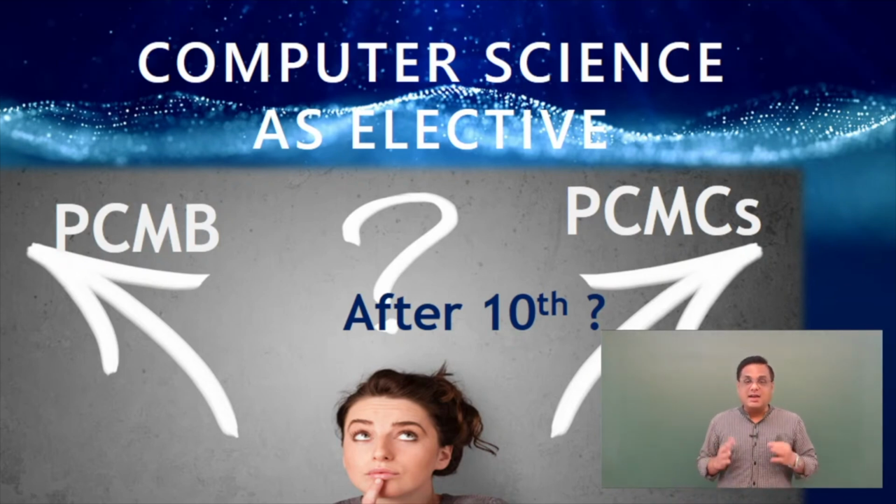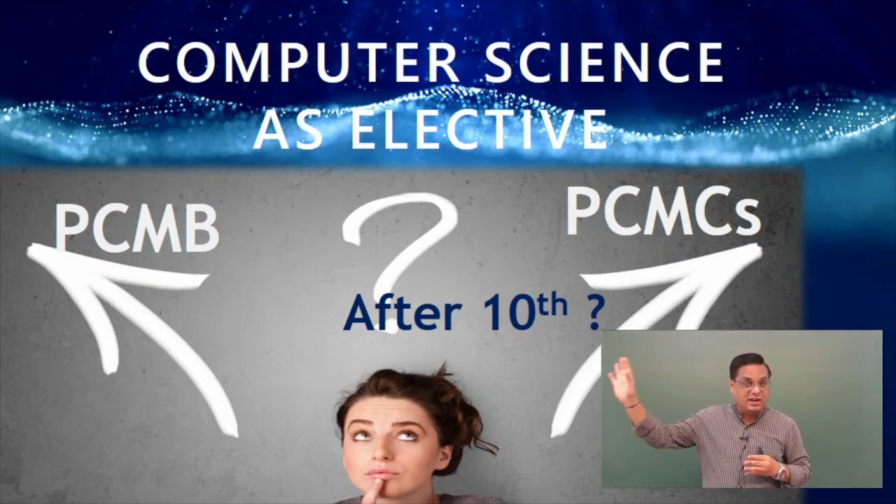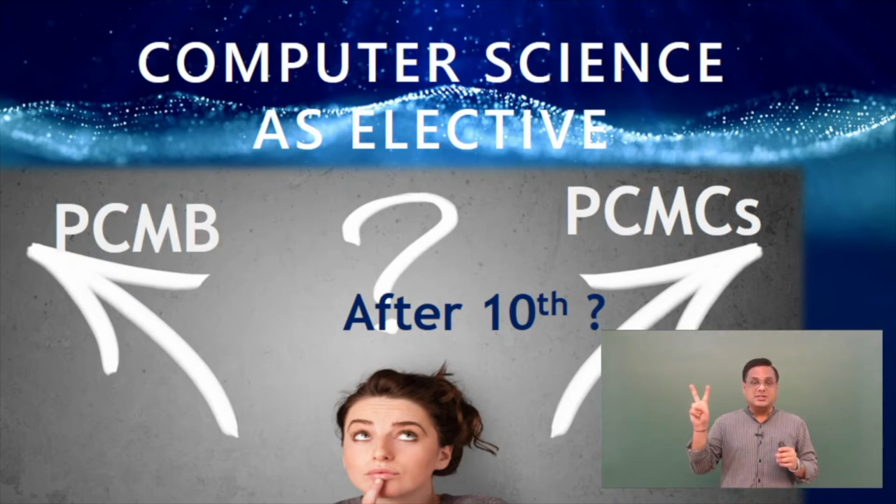So guys, having computer science as an elective at this stage, if you are an aspirant for the technical field, it is better for you to join CS, because there are two reasons. One, you acquire knowledge that is required for you in future.